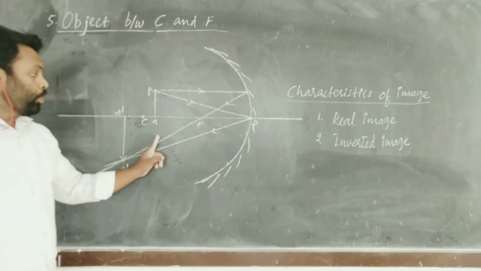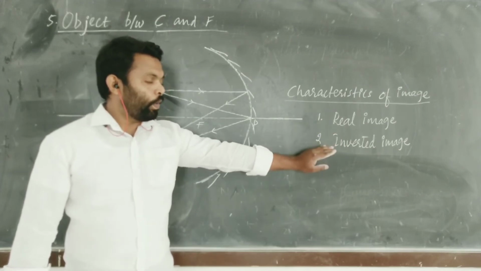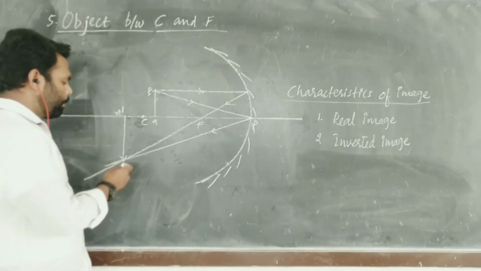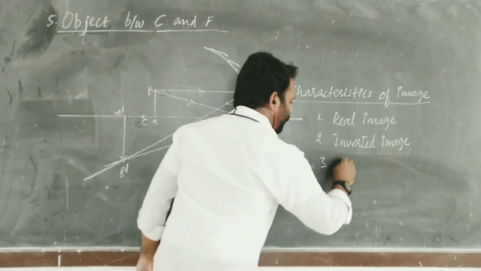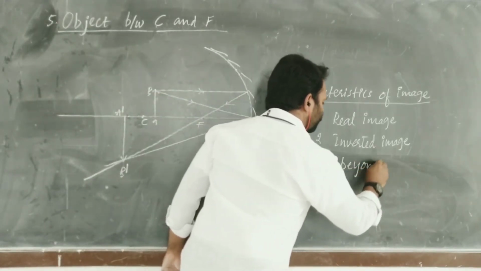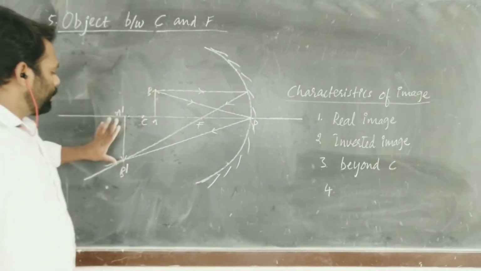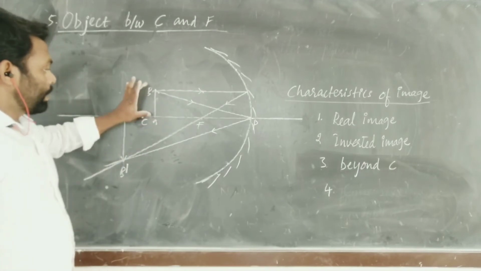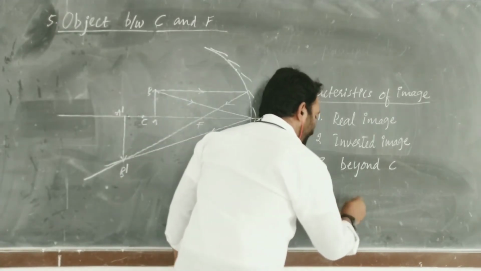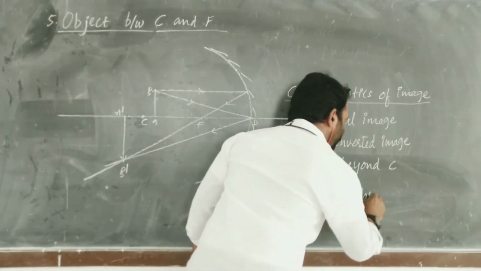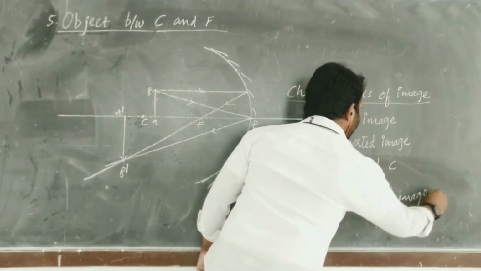As two reflected light rays are intersecting, the image is a real image, and all real images are by default inverted images. And where is the position? The image is formed beyond the center of curvature. And fourth one, size. This is the size of the object and this is the size of the image. The size of the image is bigger than the size of the object, so we can say it is an enlarged or magnified image.